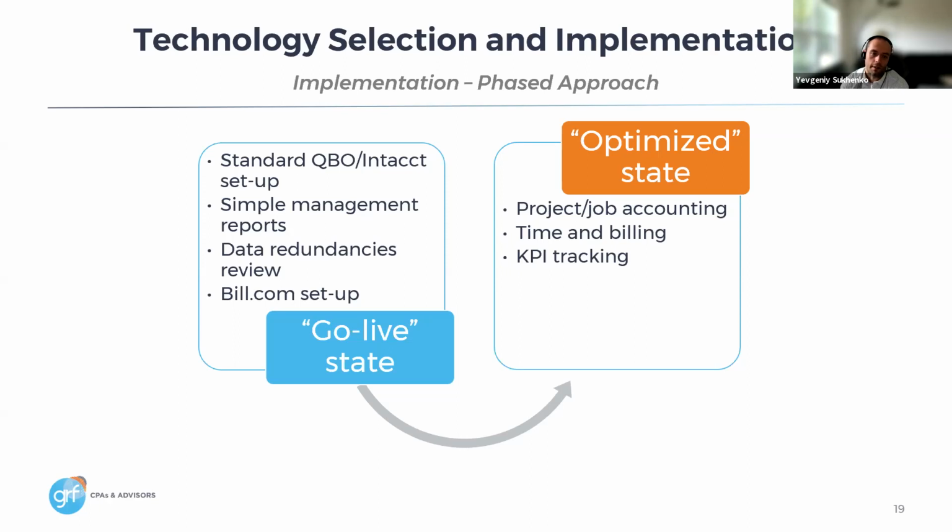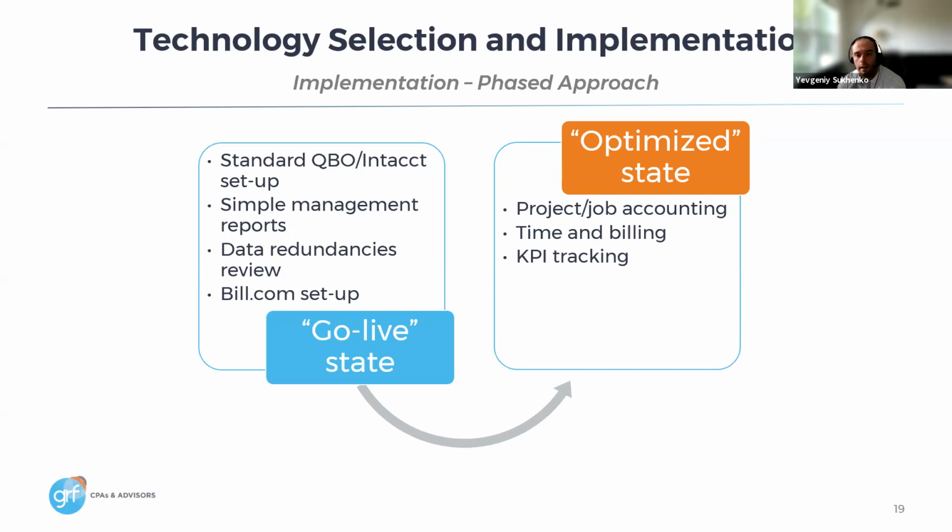And then with something as simple, I would say, as Bill.com as far as setup, this is probably a fairly easy thing that you can do during the go live state. It could probably be done in a day with systems like QuickBooks Online and Intact, as far as integrating them, making sure that you're all set up, your vendors are set up. So it's probably something that doesn't need to wait into the optimized state.